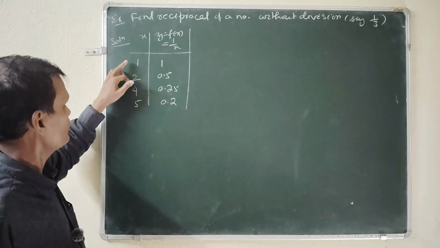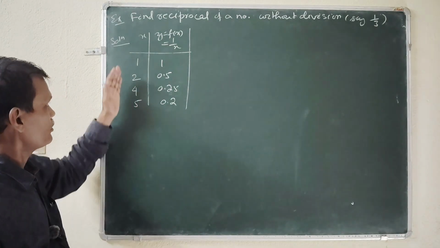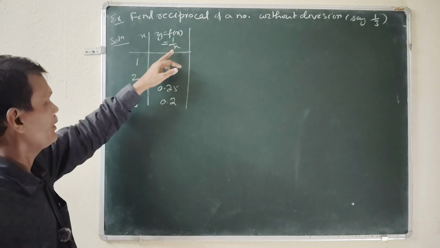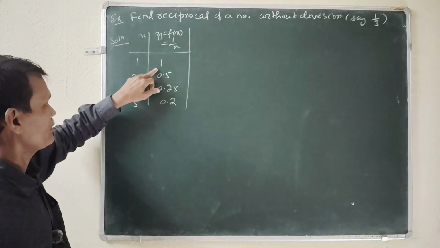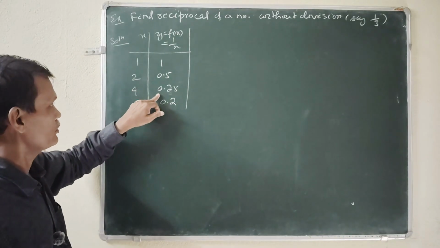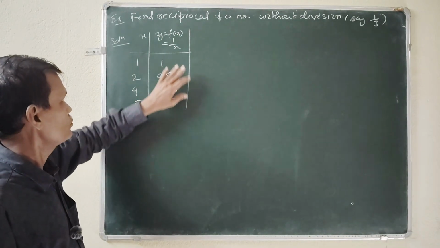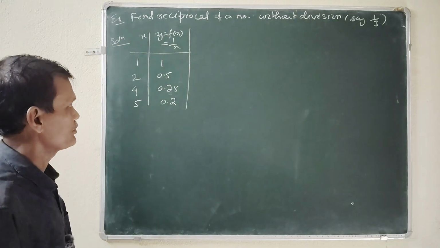So here we select x as 1, 2, 4, 5, which are not equispaced, and for these we find the values of 1 by x. For 1 it is 1 by 1, that is 1. For 2 it is 1 by 2, that is 0.5. For 4 it is 1 by 4, that is 0.25. For 5 it is 1 by 5, that is 0.2.